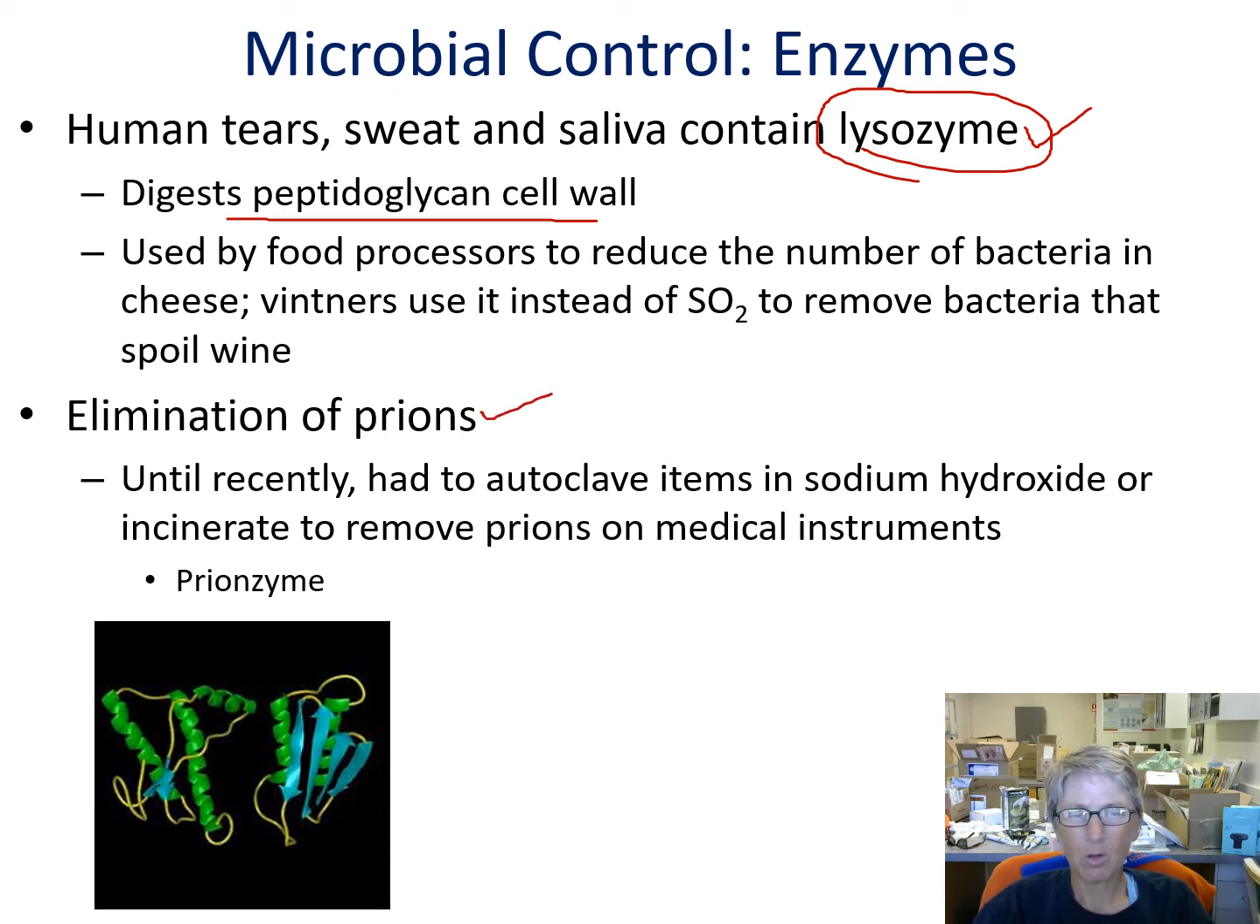Prions, it's been hard to eliminate them. You have to incinerate everything. And by the way, that's what a prion looks like. You used to have to incinerate things that came in contact with the patient that had prions. But now there's this amazing new product called Prionzyme. It's an enzyme that gets rid of prions.